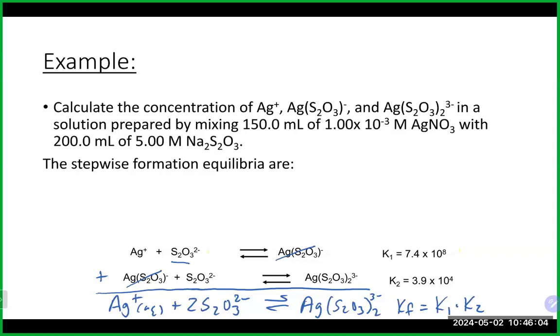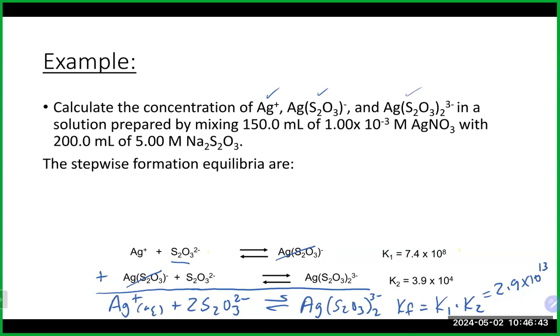And if we do that, we get 7.4 times 10 to the 8 times 3.9 times 10 to the 4th. And that's going to give us, we'll call it 2.9 times 10 to the 13. So this is the overall reaction that's happening after we put on both of the ligands in this particular case. That's our Kf for the overall reaction. But we do have this stepwise fashion, and these steps are going to be really helpful since in this case, we're looking for everybody's concentration at equilibrium. So we're looking for really the concentration of everybody.